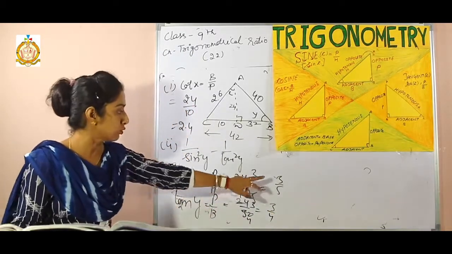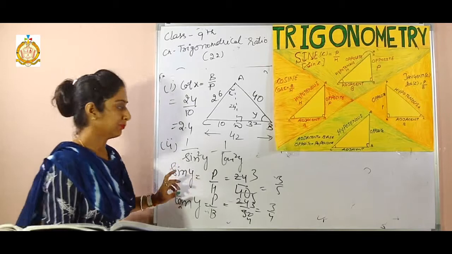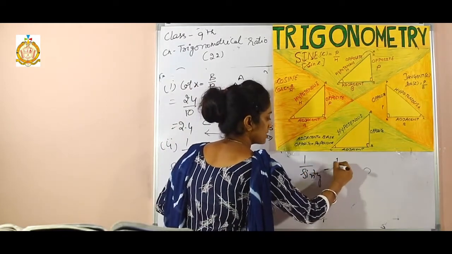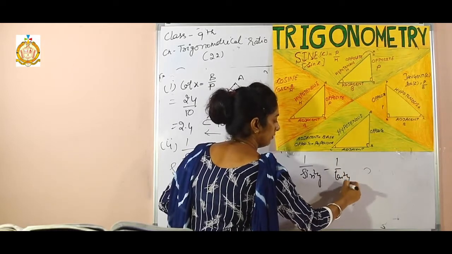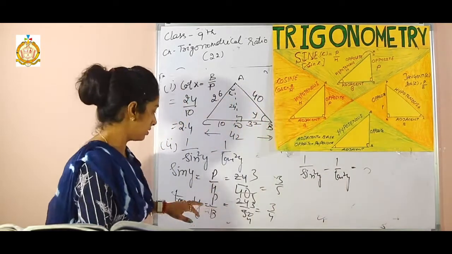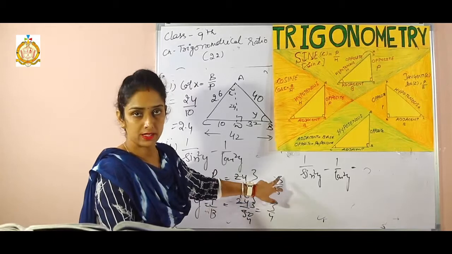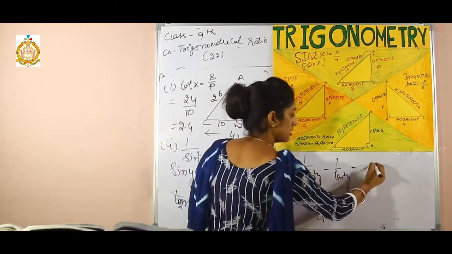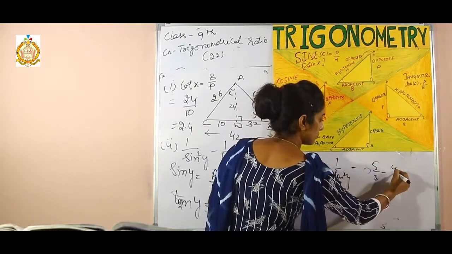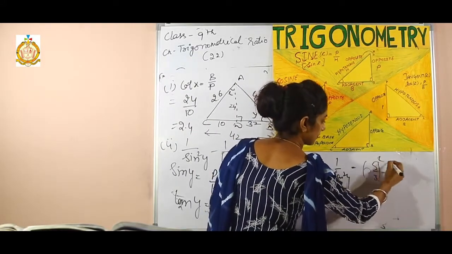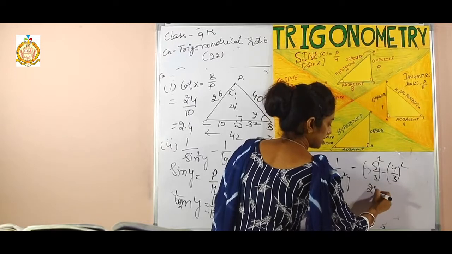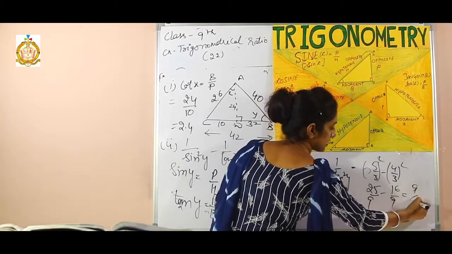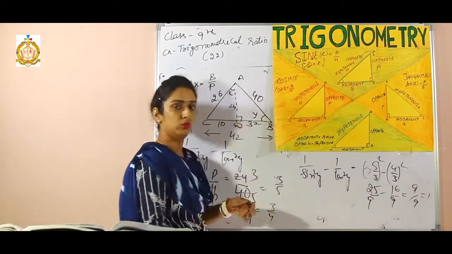Now these two values are put in this equation, that is 1 over sin square y minus 1 over tan square y. Now what is a sin square? Sin is 3 over 5. Now opposite to 3 over 5 is 5 over 3 minus 4 over 3 squares. Means 25 by 9 minus 16 by 9, which is 9 by 9, which is equal to 1.